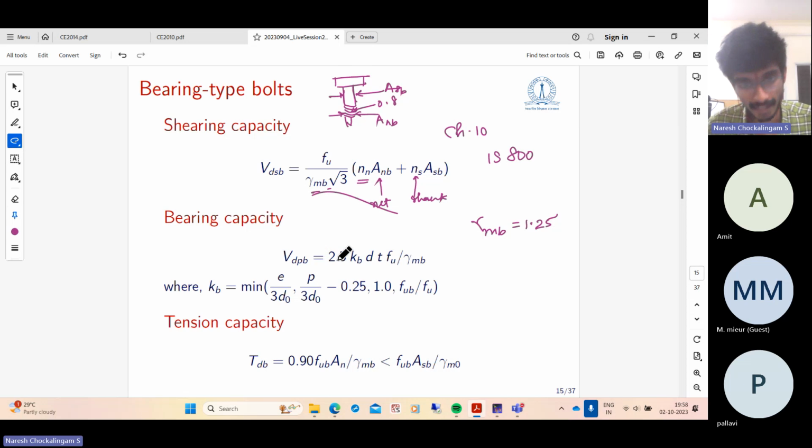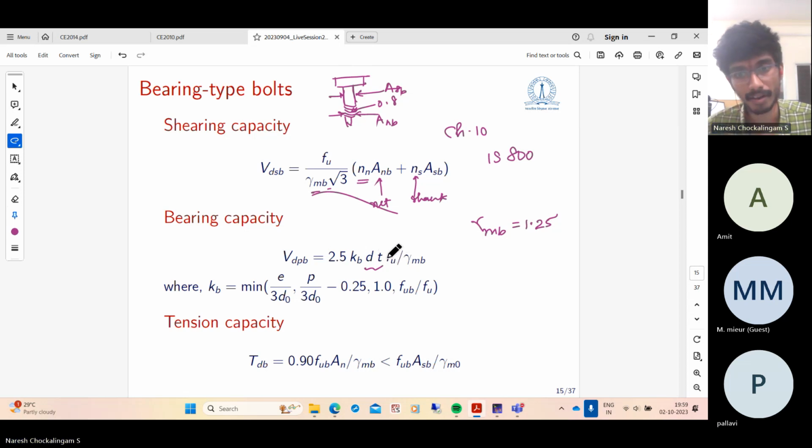And what is the bearing capacity? It is given by a similar formula. This is partly empirical, 2.5. Kb is some factor. dt is the nominal bearing area of the bolt. So d is the diameter of the hole. t is the thickness of the smaller plate which is connected. And it's either the diameter of the hole or the bolt itself. So the smaller one is typically the bolt.